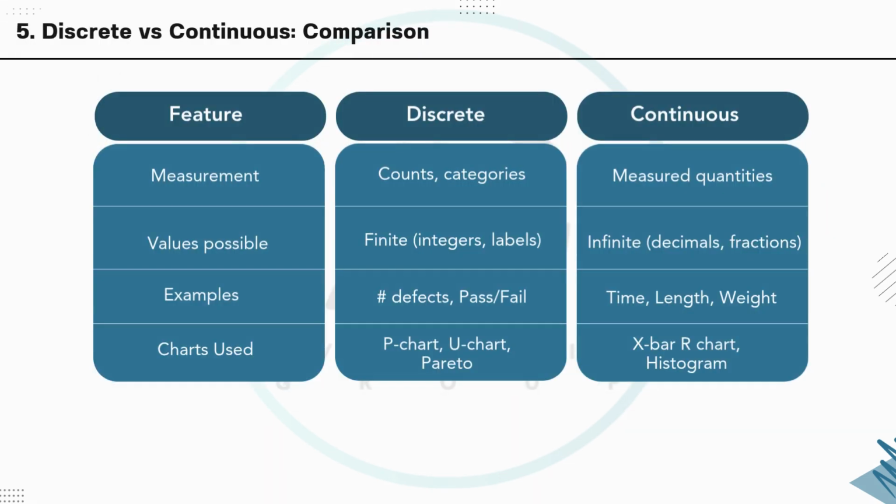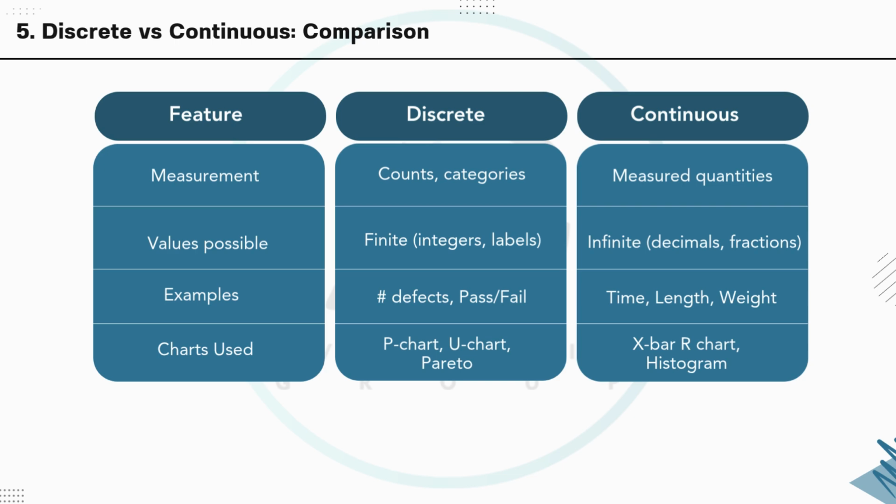In this slide, we are comparing two fundamental types of data: discrete and continuous. Let's start with measurement. Discrete data represents counts or categories. Think of things you can count individually, like the number of defects or pass-fail results. Continuous data, on the other hand, involves measured quantities. These are values that can fall anywhere within a range, such as time, weight, or length.